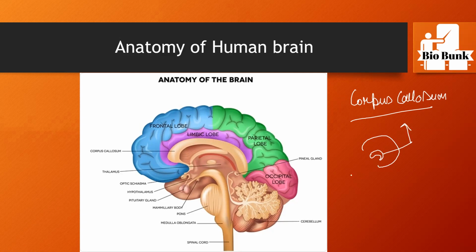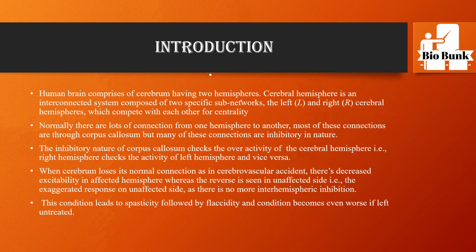This corpus callosum interconnects both the cerebral hemispheres, the right and the left. Basically, they compete for centrality. Like left says, I want to be central, and right says, I want to be central, right? So this is what the corpus callosum is doing. Whatever the left is doing is known to the right one, and whatever the right is doing is known to the left one.